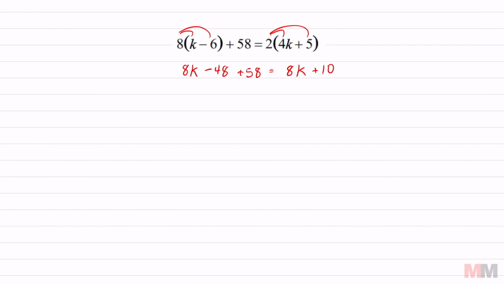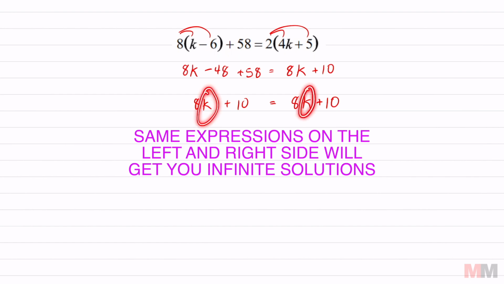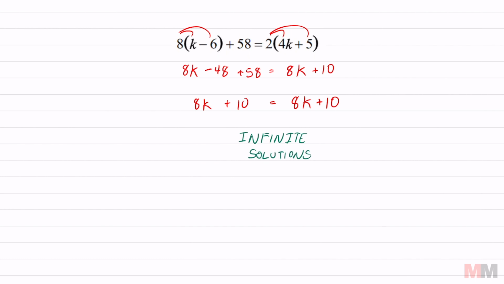So on the left, we can combine like terms. I can combine these two, and I'll get positive 10 equals 8k plus 10. And just stop yourself right there. Both sides are equal expressions. You don't gotta solve it. When you have something like that, you can plug in any number for k and you will get the same answer on both sides. So that is an example of infinite solutions.